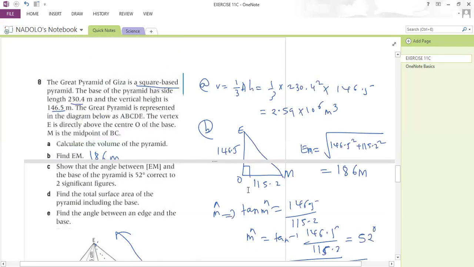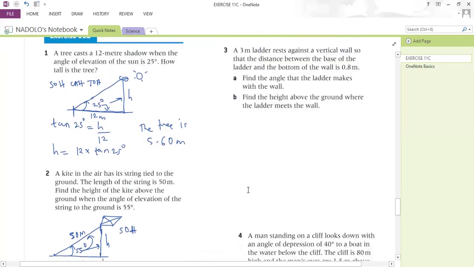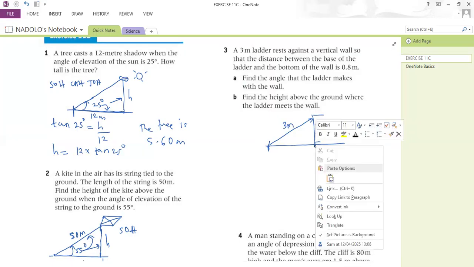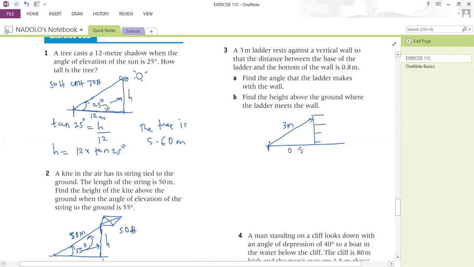Question 3: a 3-meter ladder rests against a wall. Okay, always model what is being said. So if this is the wall, and this is the ground, then we'll have the ladder. I'm going to represent it with a line with arrows on both sides. So this is a ladder which is 3 meters, leaning against a vertical wall, so that the distance between the base of the ladder and the bottom of the wall is 0.8 meters.